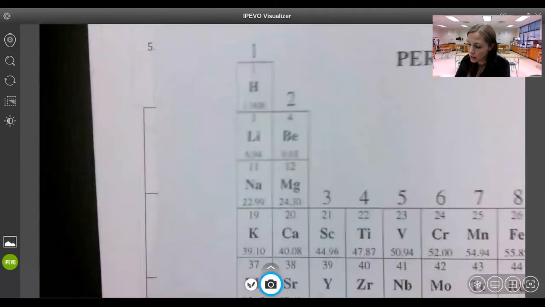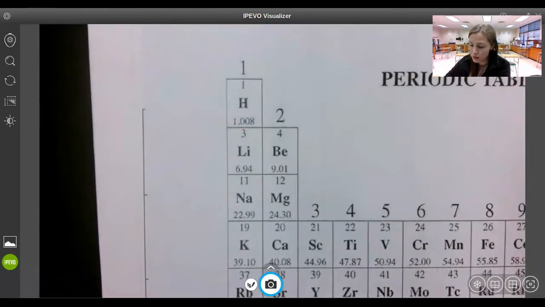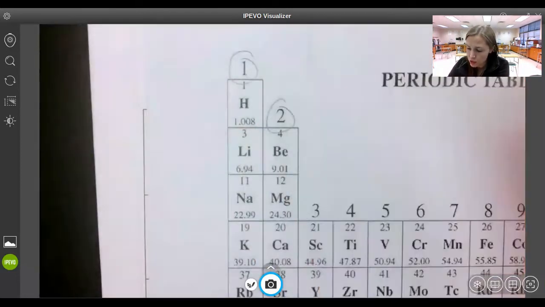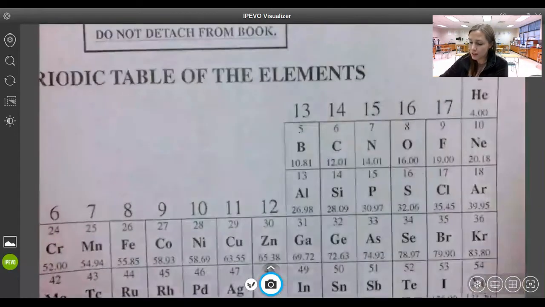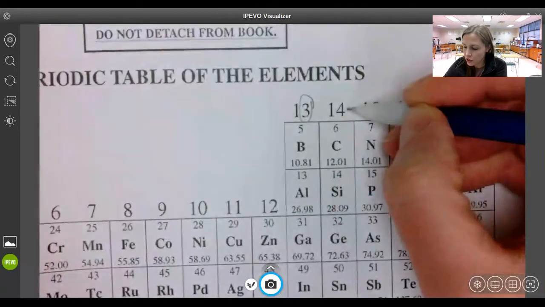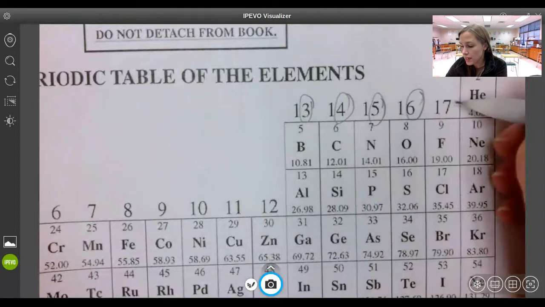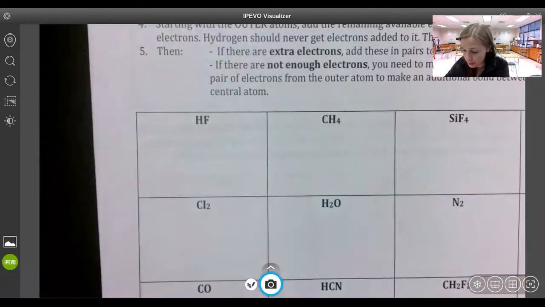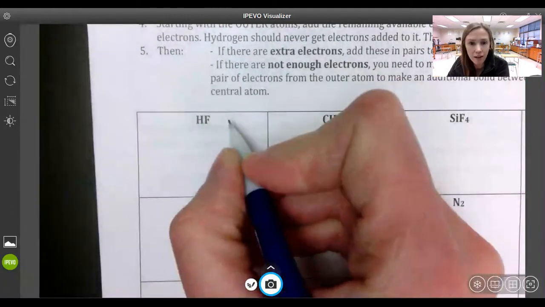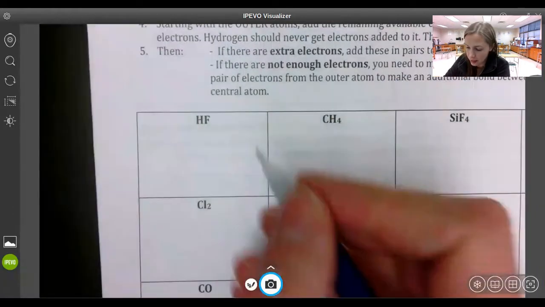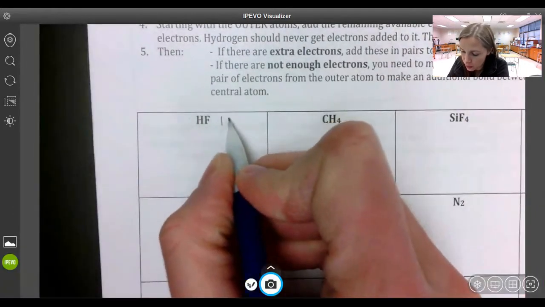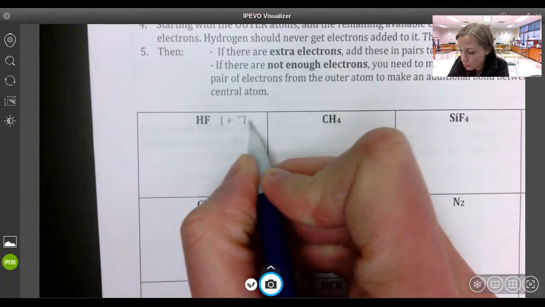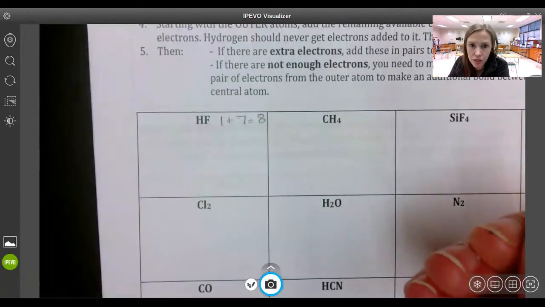So one little thing just to keep in mind is how we're getting valence electrons. We know that group 1 is 1, group 2 is 2, and anything that's in group 13 is going to have 3 valence electrons, and so forth. So that's where I'm going to get all these numbers, based on what column they are on the periodic table. All right, so for hydrogen fluoride, if I add up my valence electrons, I have 1 from hydrogen and 7 from fluorine, so I'm going to have 8 valence electrons to work with.